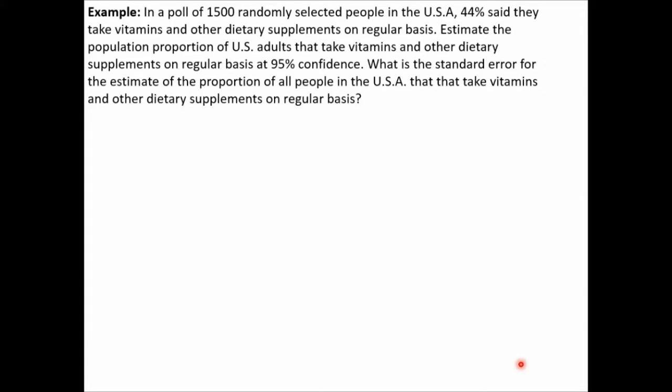Another example. In a poll of 1,500 randomly selected people in the USA, 44% said that they take vitamins and other dietary supplements on a regular basis. So that's a sample of 1,500 randomly selected people, and 44% of this sample, the p hat or the point estimate, said that they actually take these vitamins. The question is about estimating the population proportion of US adults that take vitamins and other dietary supplements on a regular basis at 95% confidence. We also have to pay attention to the next question. What is the standard error for the estimate of the proportion of all people in the USA that take vitamins and other dietary supplements on a regular basis?